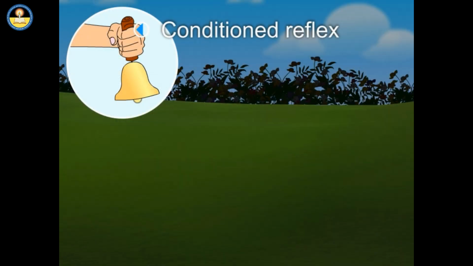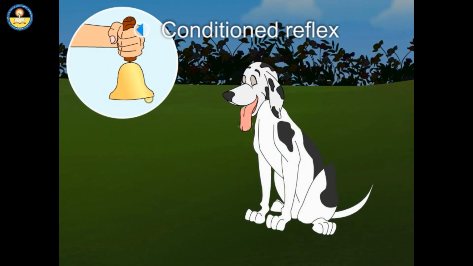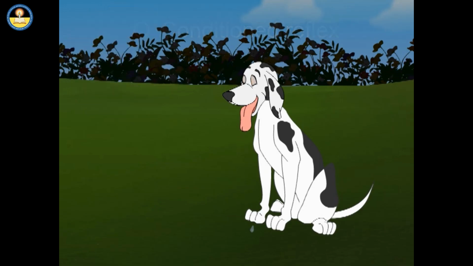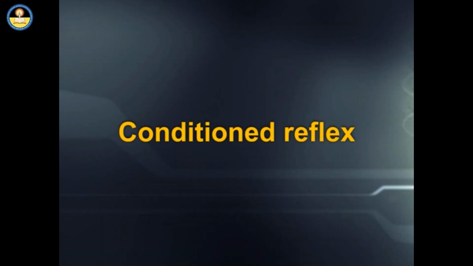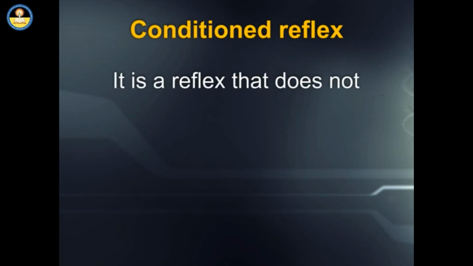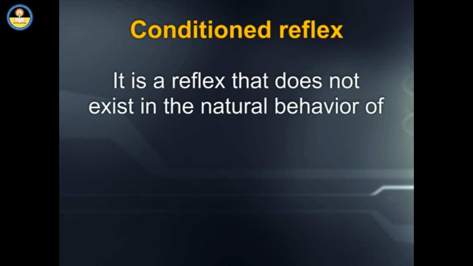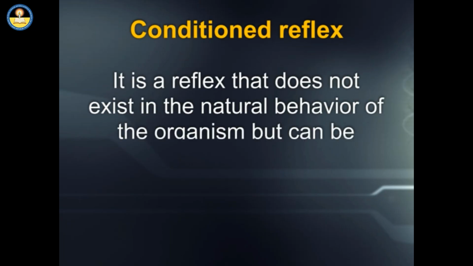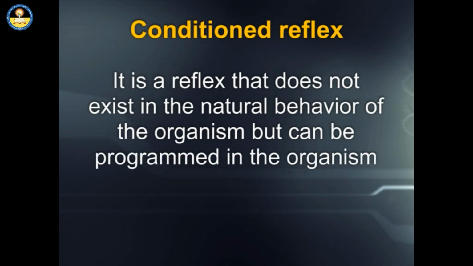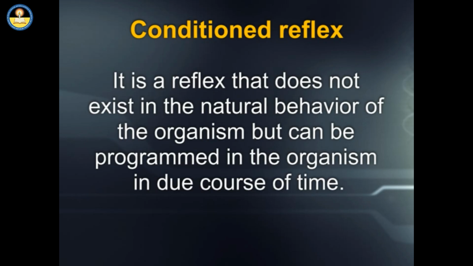For example, a dog may begin to salivate with the ringing of a bell, which was used in the past to invite the dog for food. Conditioned reflex. It is a reflex that does not exist in the natural behavior of the organism, but can be programmed in the organism in due course of time.